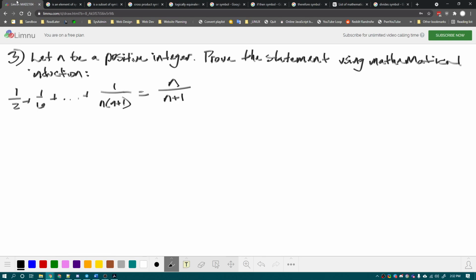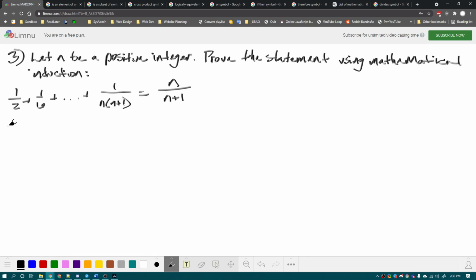Okay, guys, this is exam 3, question number 3. Let n be a positive integer. Prove the statement using mathematical induction. We have 1/2 plus 1/6 plus dot dot dot plus 1 over n times n plus 1 is equal to n over n plus 1.